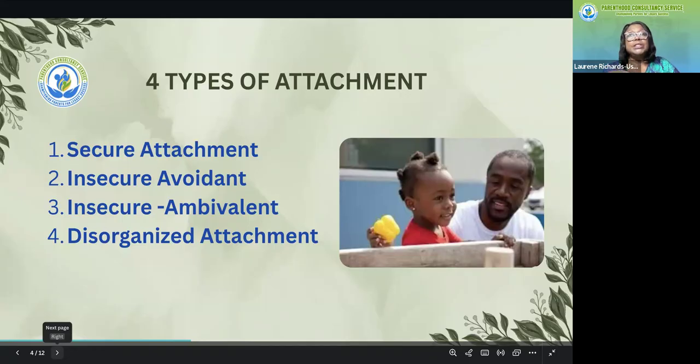And the child will suppress those feelings, but yet be clingy because the child is looking for that security. All right. Number four, disorganized attachment. And the word is saying it, disorganized, which is often linked to trauma, unresolved trauma.